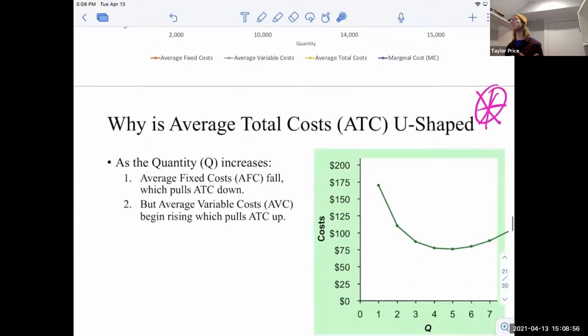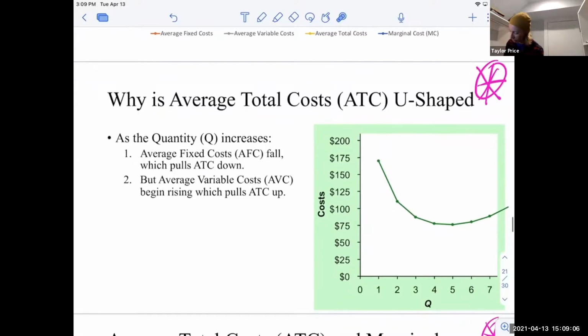So why is the average total cost curve U-shaped? The first thing is that average fixed costs fall. Average fixed costs are really high initially, and then they start to fall. But at a certain point, average variable costs start to rise as well. So we're at a decreasing point, and then average variable costs start to increase. Those are the two reasons why the ATC curve, or the average total cost curve, is U-shaped.